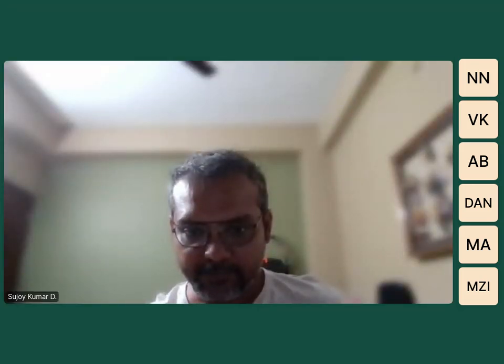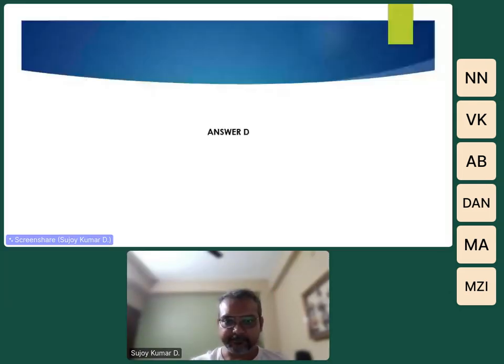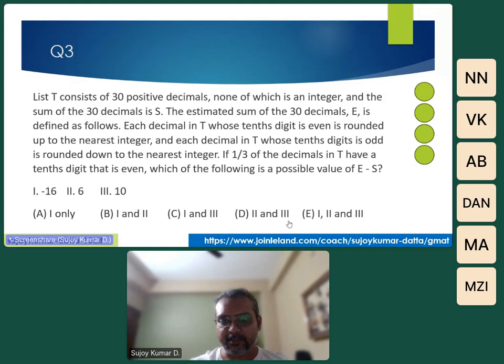There are quite a few to discuss. Next one. So this is an actual official guide question. Anyone recognizes this? 30 numbers, then you scale it up and then scale it down and all that. This is a question from the official guide. Okay, so you don't recognize, that's fine. So you can try doing this. Then we'll discuss.